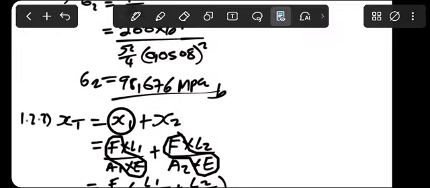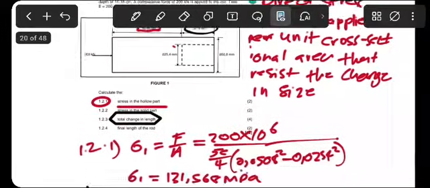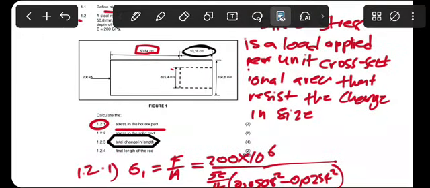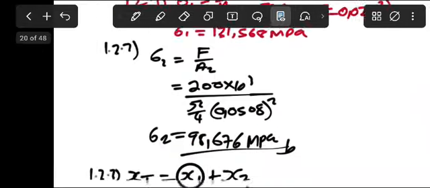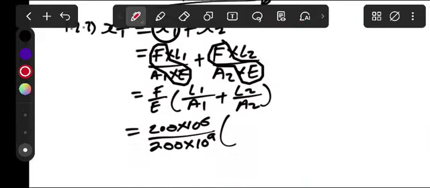50.8 times 10 to the power of minus 2. I want to convert that length. We'll have that length be 0.5084. All right, divide this by the area, which is pi over 4, by the diameter.